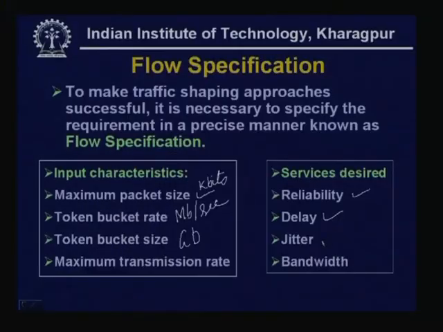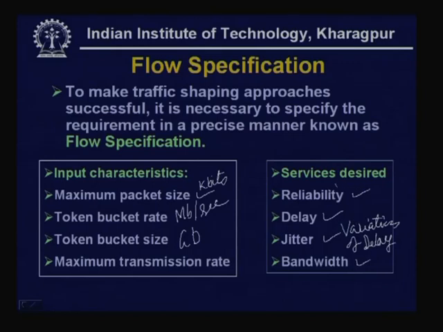Whenever you are sending voice or video, another important parameter is not the delay, but the variation of delay, that has to be specified properly. This variation of delay is expressed in terms of jitter. Then also it is necessary to specify the bandwidth required for a particular application. Obviously, for sending speech or music, the bandwidth required is smaller compared to the bandwidth required for sending video. So, these are the services desired that must be specified, so that the traffic shaping can be done properly.